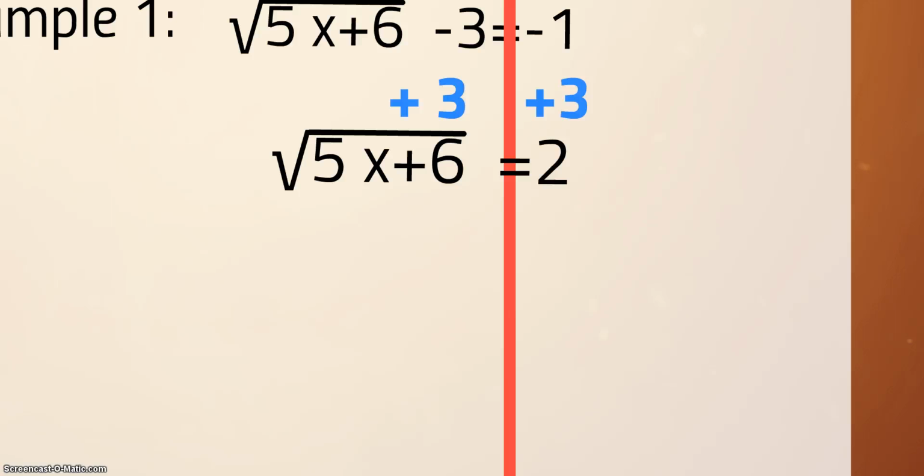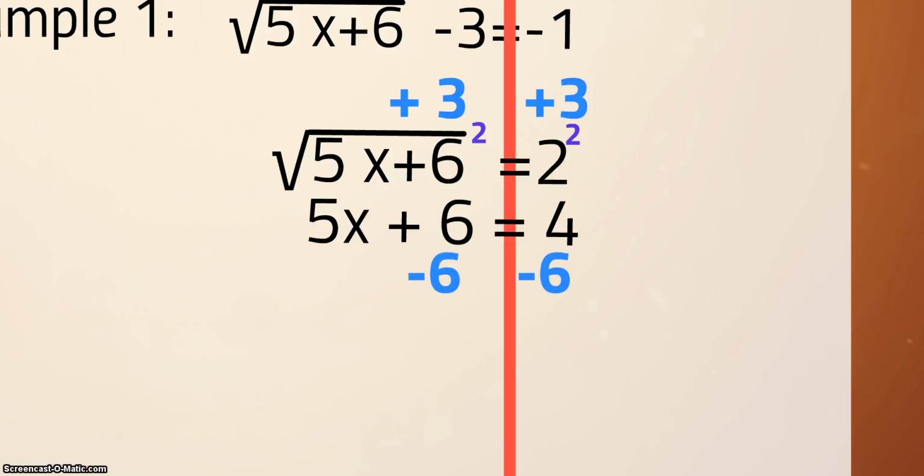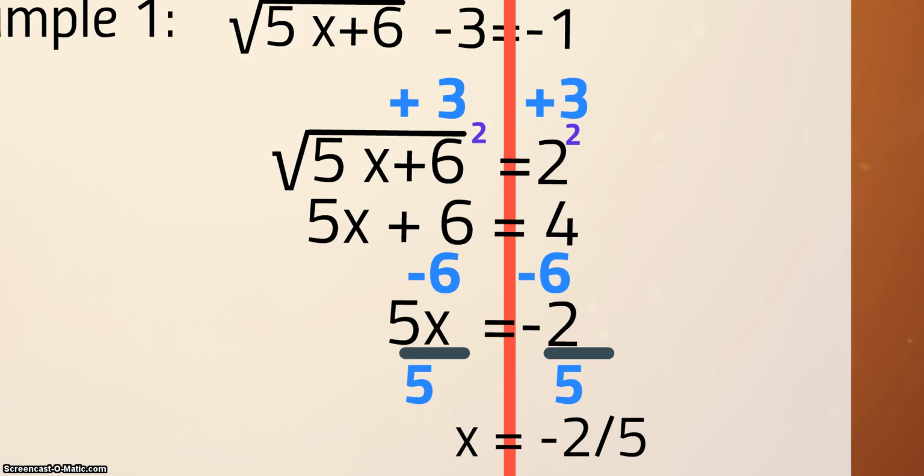Now remember that square root is a grouping symbol, so I have to get rid of that first before I can work inside of it. So I square both sides and I get 5x plus 6 equals 4. I subtract 6 and then I divide by 5. It's perfectly fine to leave your answer as a fraction.